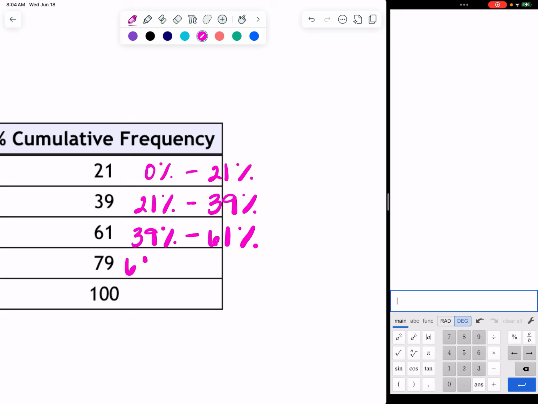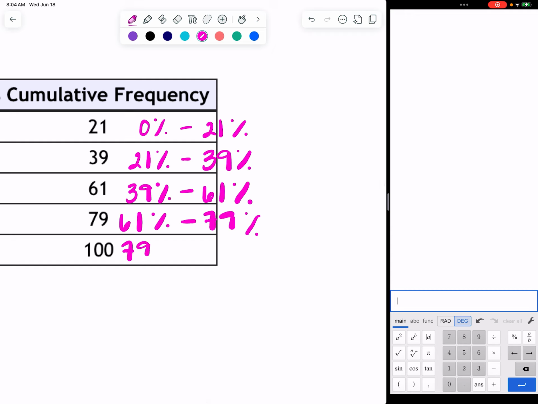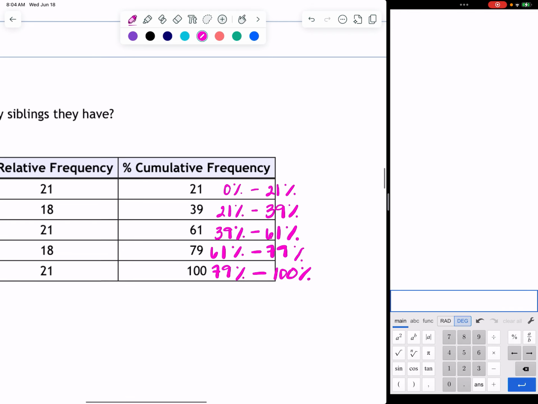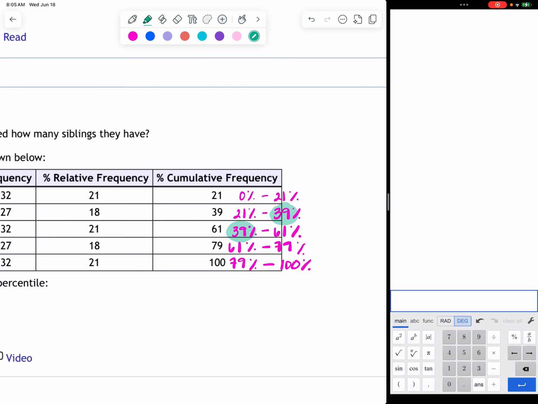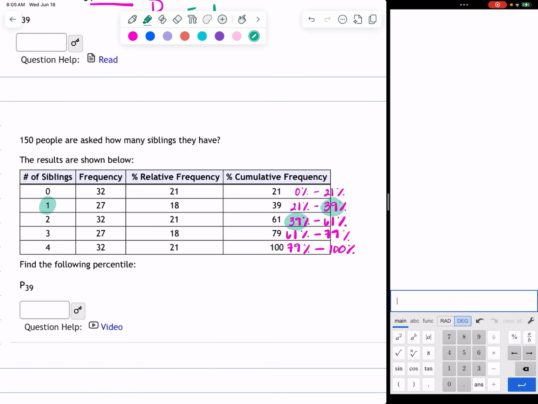And then we'll go from 61 to 79, and then from 79 to 100. What I wanted you to see is that 39 is not occurring in only one place. It's occurring in two different places. It's occurring for both one sibling and two siblings. And we can't have more than one percentile.